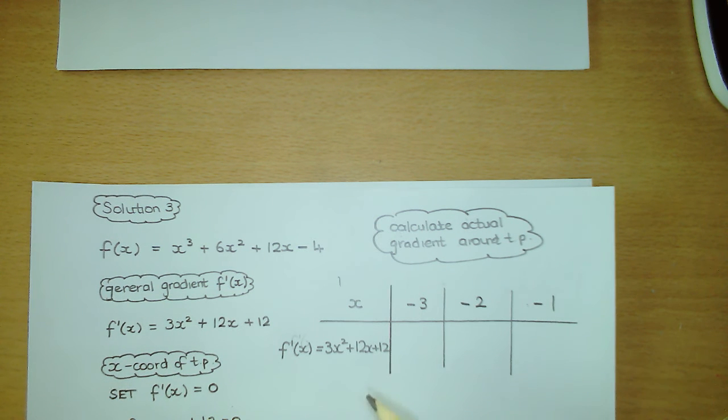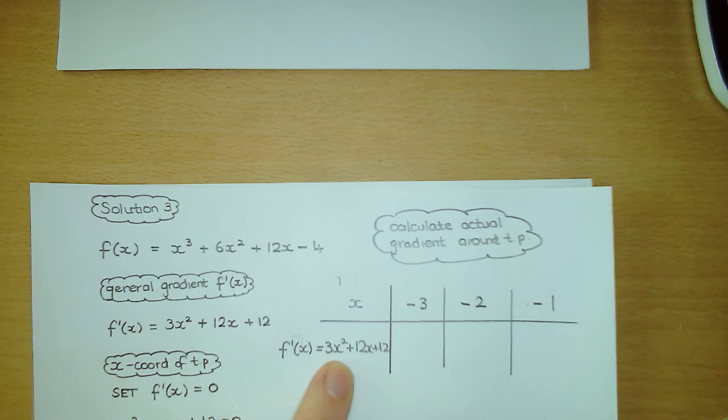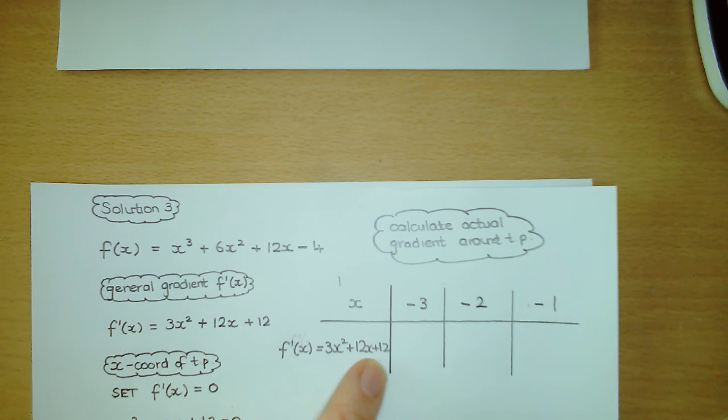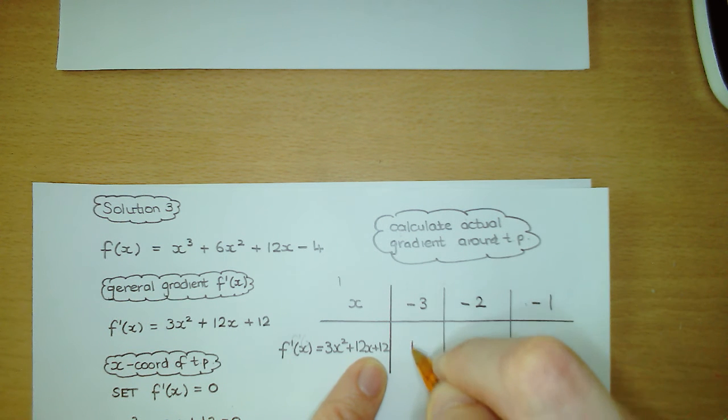So let's chuck in -3 in here. We're going to get -3 all squared, and then we're multiplying that by 3. And then we're adding on 12 times -3, and then we're adding on 12. So that's going to turn out to be +3. We're not worried about the value. All we know is that it's going to turn out to be positive.